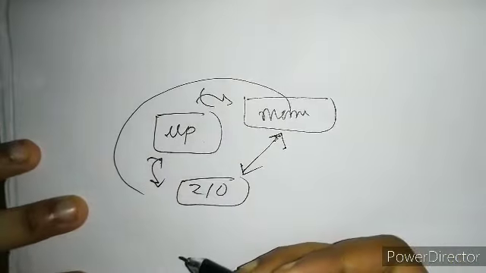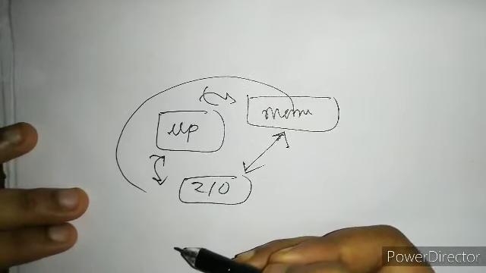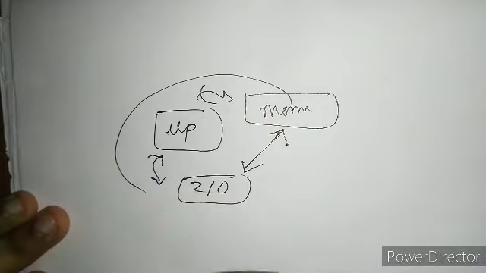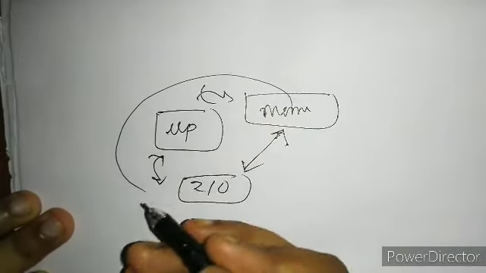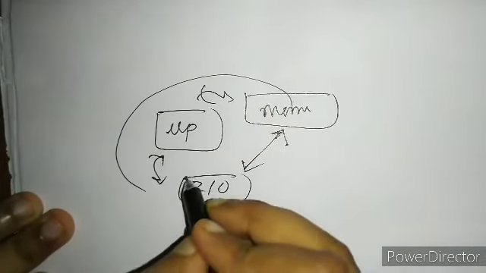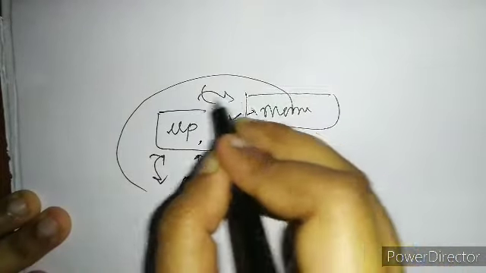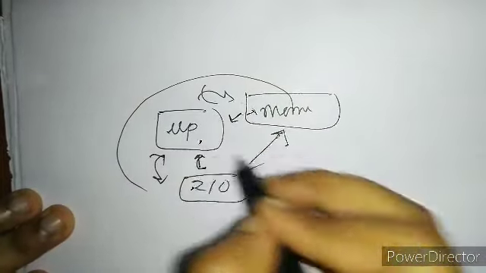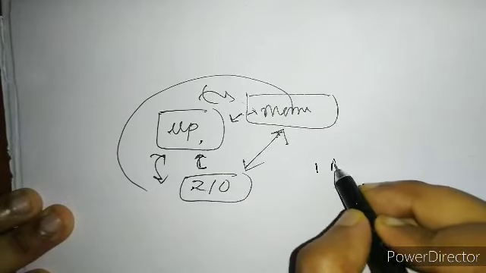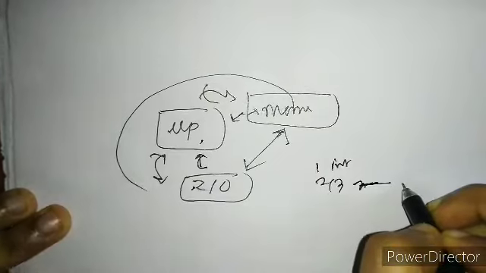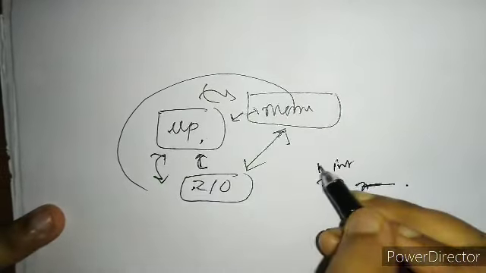Suppose I want to read some documents from memory and show the output. First the microprocessor will receive it, then it will give it to me. So for this one instruction cycle, 2 or 3 more machine cycles are performed. I will explain what an instruction cycle and a machine cycle are.